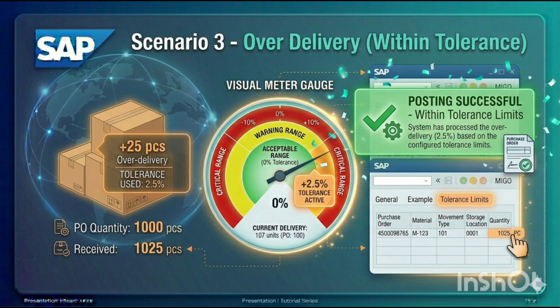If over delivery exceeds the tolerance, you will need to either reject the extra quantity or get the PO amended by the purchase team. For example, if 50 extra items are sent and the tolerance is less than 5%, then you will need to create another PO for that.